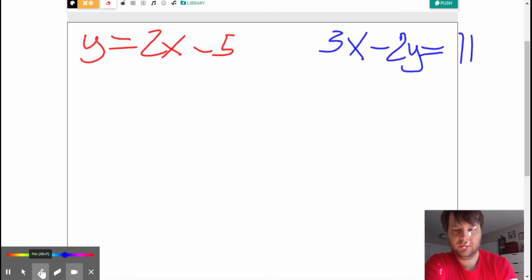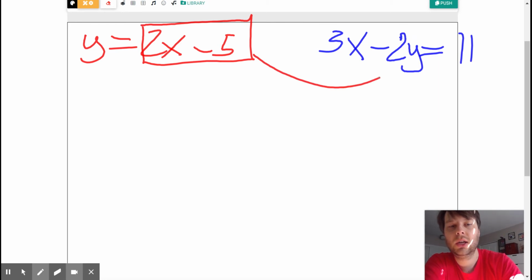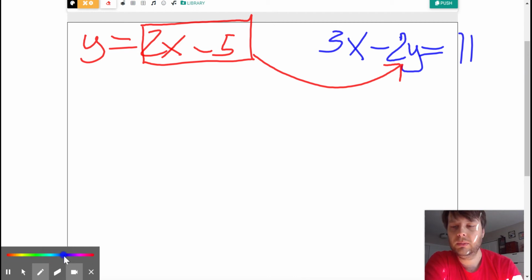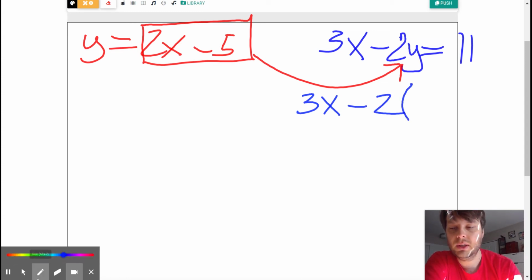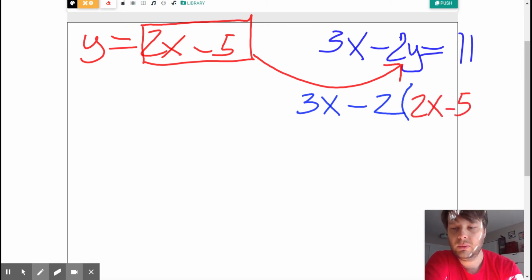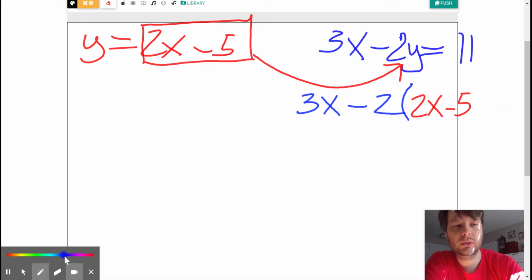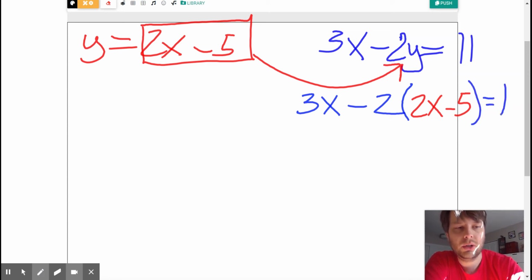Same sort of idea as before. Whatever a letter is equal to, you can substitute it for. So when I notice from my red equation that the letter y is equal to 2x minus 5, I can replace the other letter y with 2x minus 5. So I will be using this blue equation. I didn't do anything to 3x. I didn't do anything to negative 2. But I substituted my 2x minus 5 for where the y was before, because y is equal to 2x minus 5. When you have equality, that means you can interchange them.